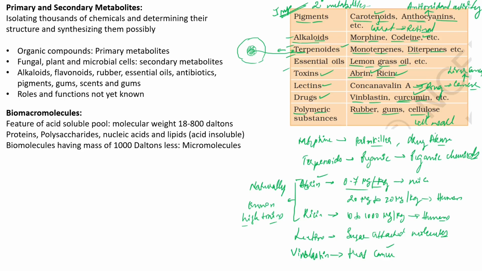Now moving on, we have the next point, that is the biomacromolecules. Now, why do we call them biomacromolecules? Because they are large in molecular mass or molecular weight, right? So now they say that there are two types of fractions.